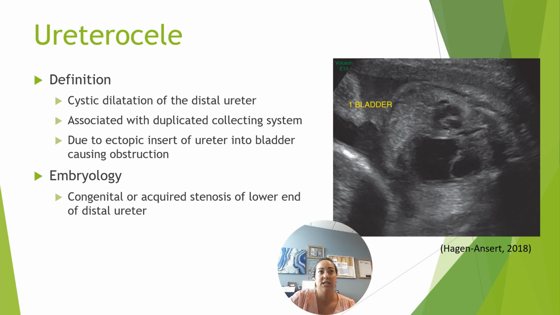This is caused by ectopic insertion of the ureter into the bladder, and then causes a little bit of obstruction in that location. So here is that urinary bladder, and then that ureter is displaced there and can cause that obstruction. The cause of this can be congenital or may be acquired over time, but it is because of that ectopic placement there. So on ultrasound, you would see an anechoic cystic mass or area adjacent or near that upper pole of the bladder.